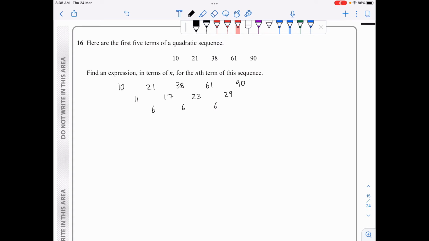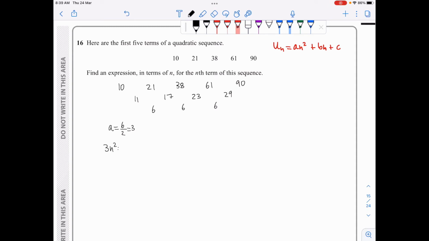We know that a quadratic sequence would look something like this: an squared plus bn plus c. And we know that the constant difference in the second row is related to A. So if I take this and divide by 2, I find A. So A is 6 over 2, which is 3. So I could start by writing out 3n squared here.